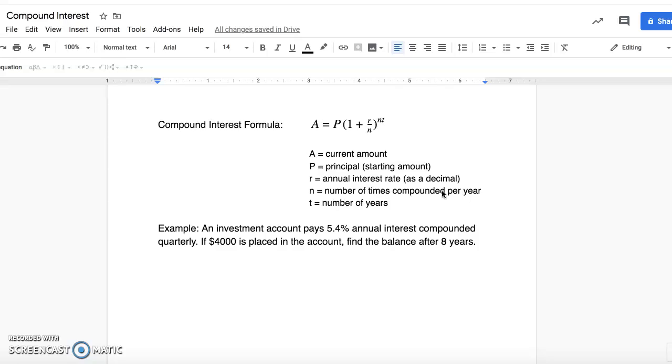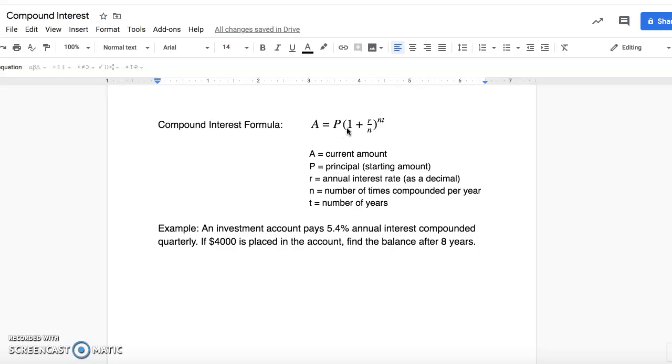And compounded is just a way of saying that the bank is calculating interest on your money. So sometimes they calculate the interest every day. Sometimes the interest is calculated every 3 months, or quarterly, 4 times a year. They do it every month. So it's different according to different problems, different situations. And then t is the number of years.